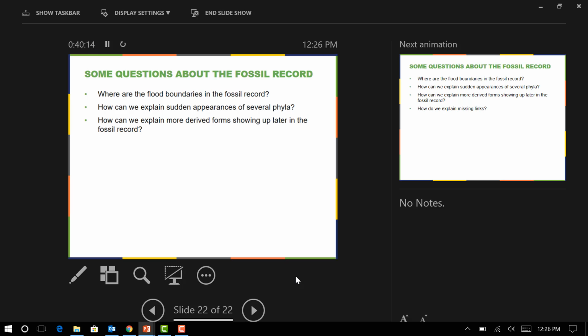So this one we're going to deal with a little bit shorter, because I think this is an easier question. How can we explain more derived forms showing up later in the fossil record? Explaining that from a long Earth naturalistic perspective should be relatively simple. Explaining this from a biblical perspective is a little bit more challenging. But go ahead and take about 90 seconds to work this out. Group leaders, get everybody's voice heard. 90 seconds starting now.